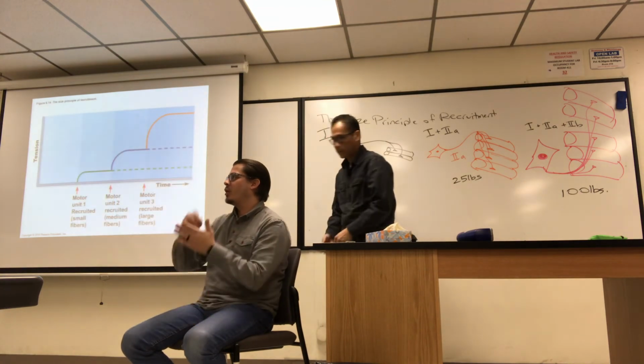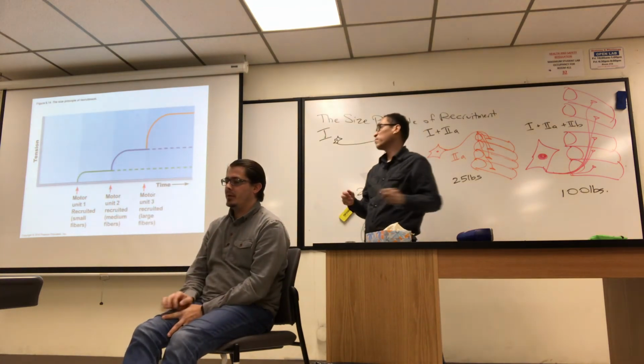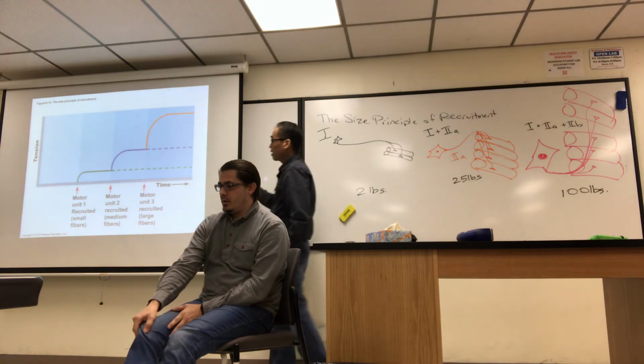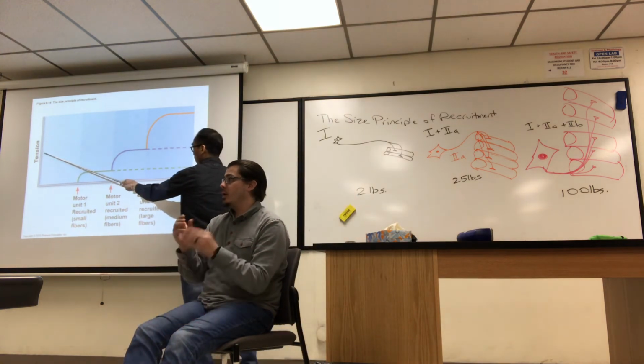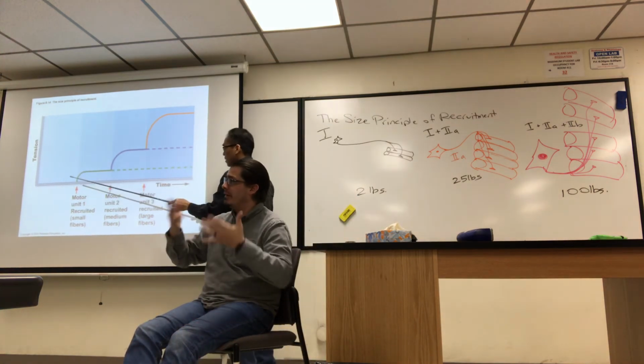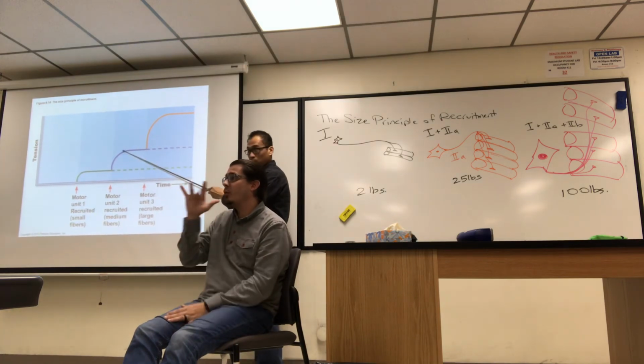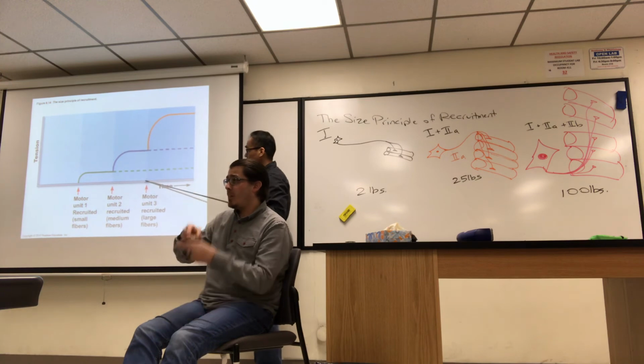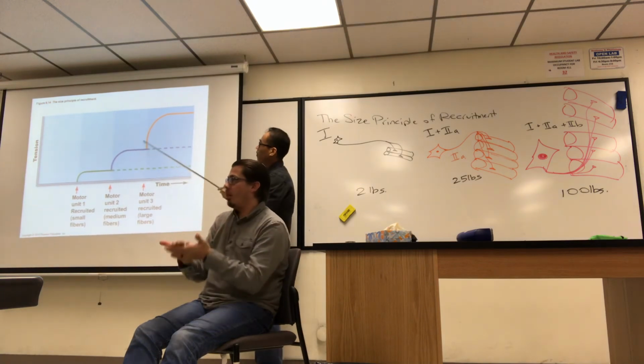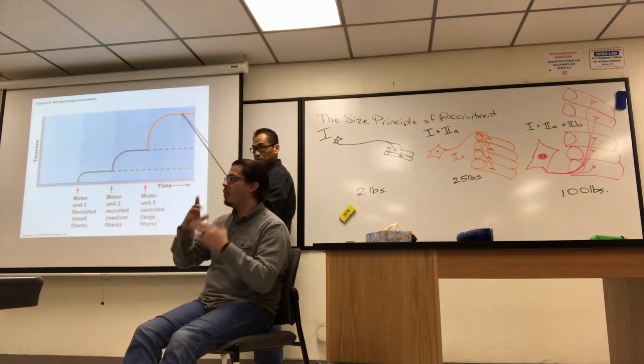Okay, so here's basically what we just did. If you need to generate more tension, because you have to lift a heavier load, if it's 2 pounds, you're down here. But if it's 25 pounds, you have to recruit more. And if it's 100 pounds, you have to recruit all of them to get the max tension.